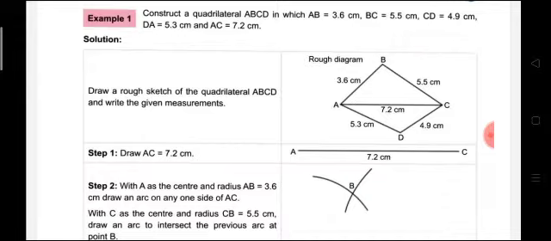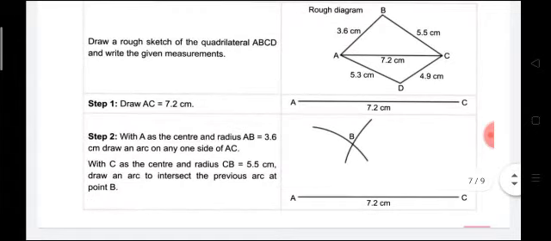We will take AC as a diagonal and draw it first, then on the upper side will come a vertex B and below it will come vertex D. So first we will draw a triangle ABC, then afterwards below we will take vertex D and join that also. First we will draw diagonal AC, that is 7.2 centimeter.